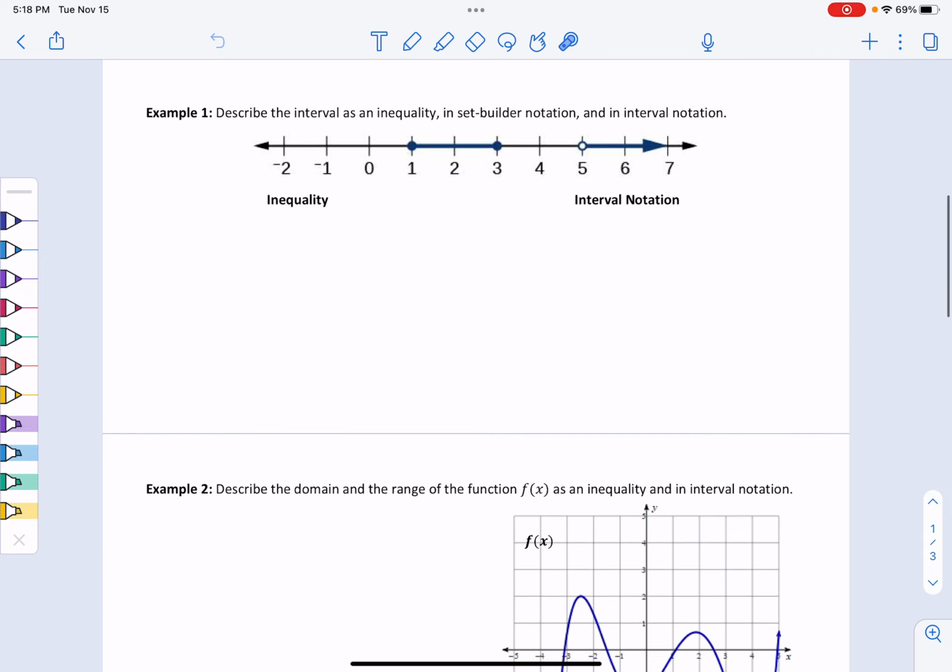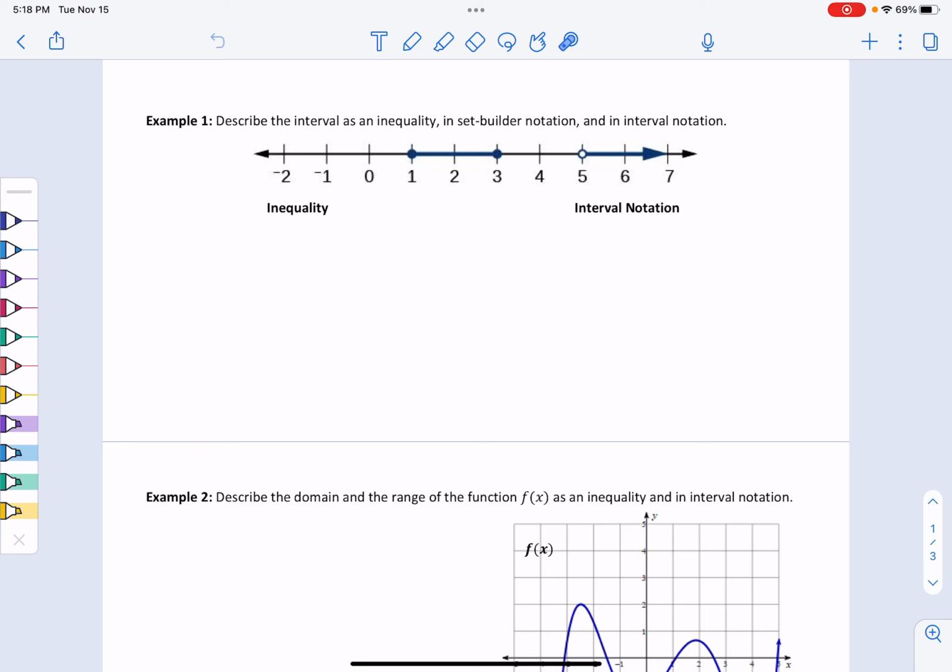All right, let's look at an example. So we are asked to describe the interval as an inequality, and in interval notation. All right, so describing it as an inequality, well, let's look at what we have. We have two different areas right here. We have 1 to 3, and it does include those endpoints.